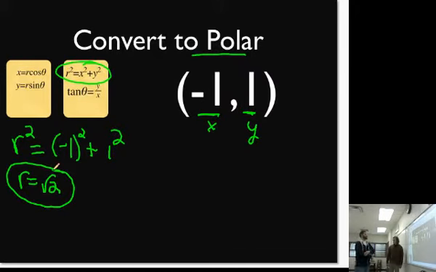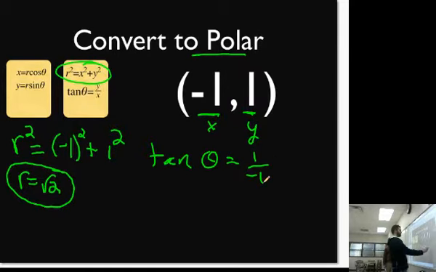All right, and then we want to go find theta, right? Because we graph r comma theta. So we have this equation that says tangent of theta equals y over x. So that's 1 over negative 1, which is just negative 1. All right, so I want to know what is my theta when the tangent is negative 1.